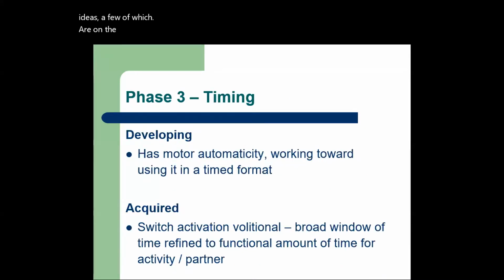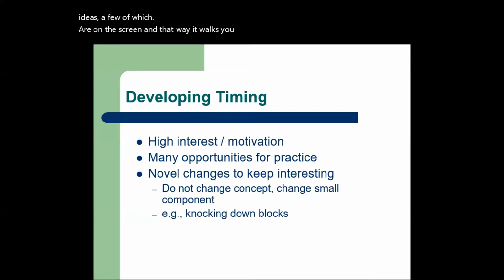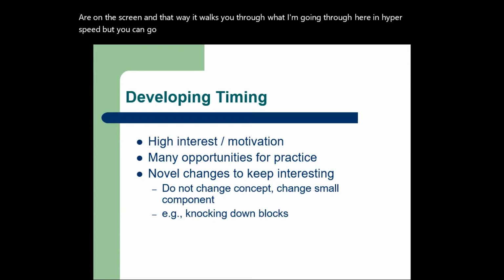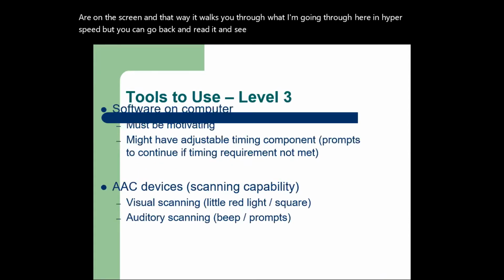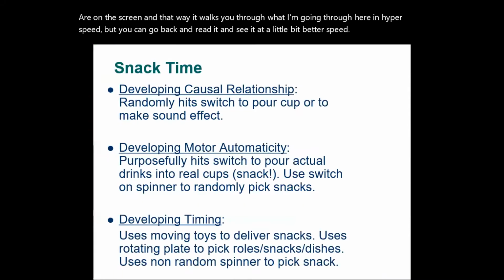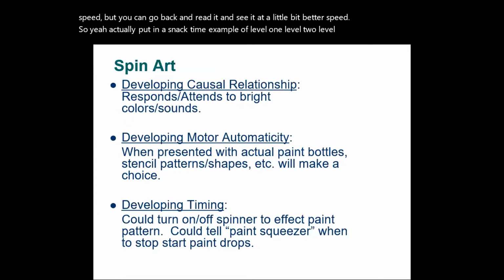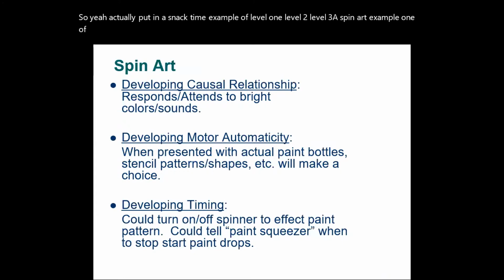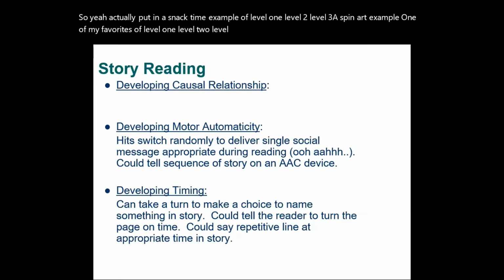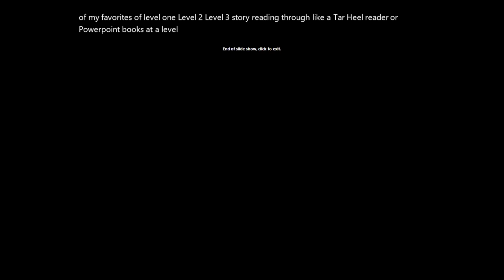That way it walks you through what I'm going through here in hyper speed, but you can go back and read it and see it at a little bit better speed. I actually put in a snack time example of level 1, level 2, level 3, a spin art example, one of my favorites, of level 1, level 2, level 3, and story reading through a Tar Heel Reader or PowerPoint books at levels 2 and 3. So that jumps me through.